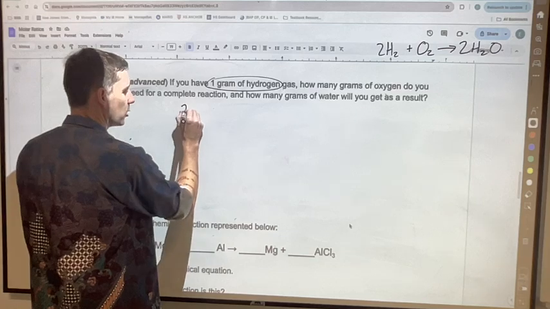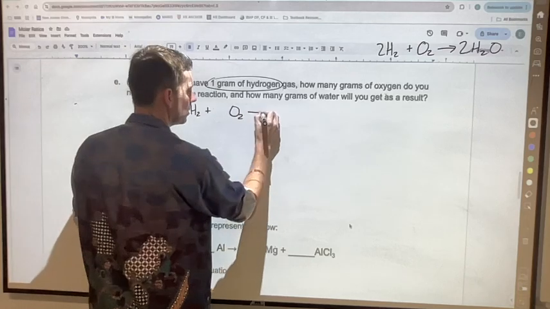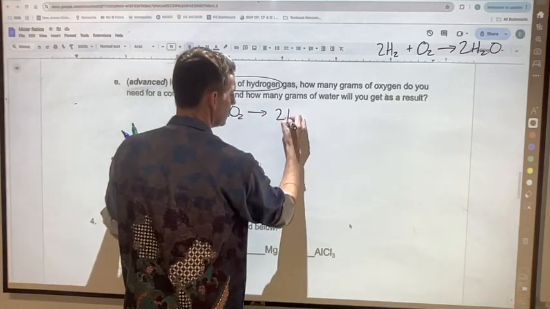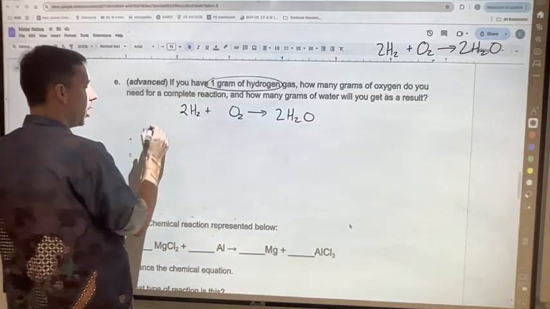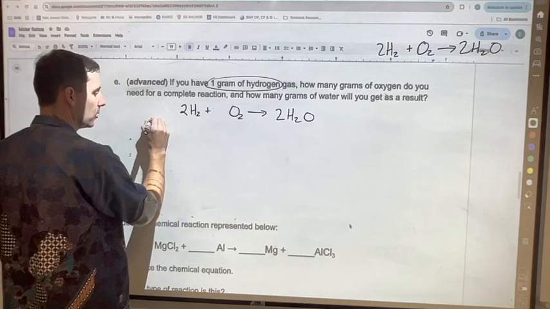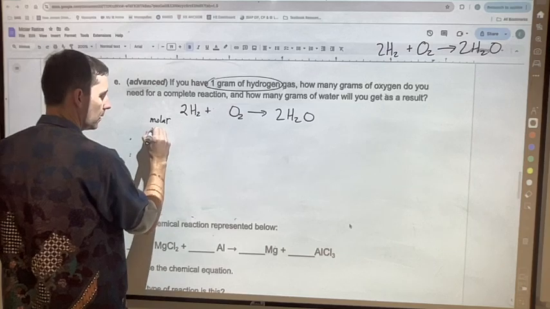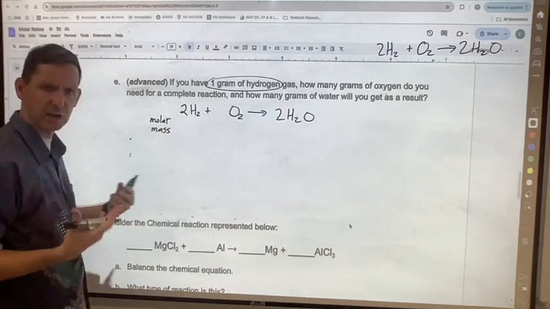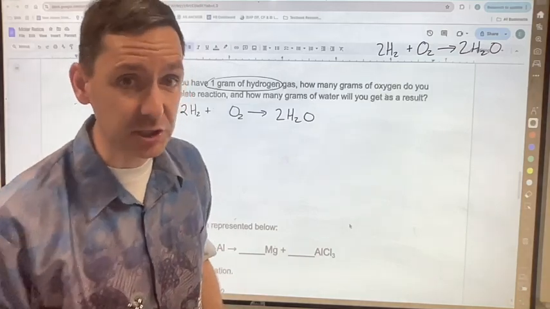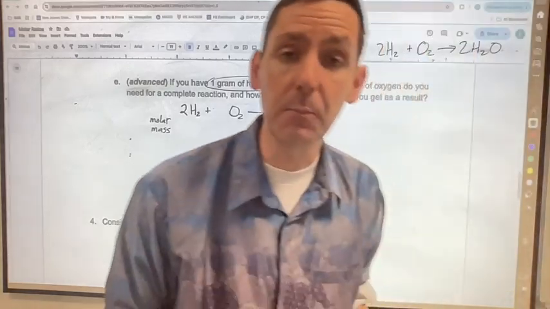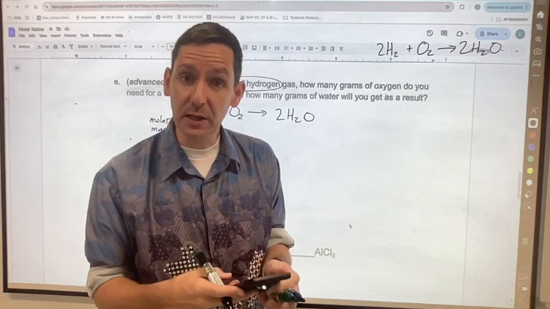So they put their equation down. So they go 2H2 plus O2 turns into 2H2O. All right? On the top, they're going to write down the molar mass. Okay, so they're just going to find the molar mass of everything. You figured you're going to need that anyway. So the molar mass of hydrogen, I'm going to look up hydrogen. Hydrogen is 1.008. So I go 1.008. I'm going to multiply that by 2 because there's 2 hydrogens.